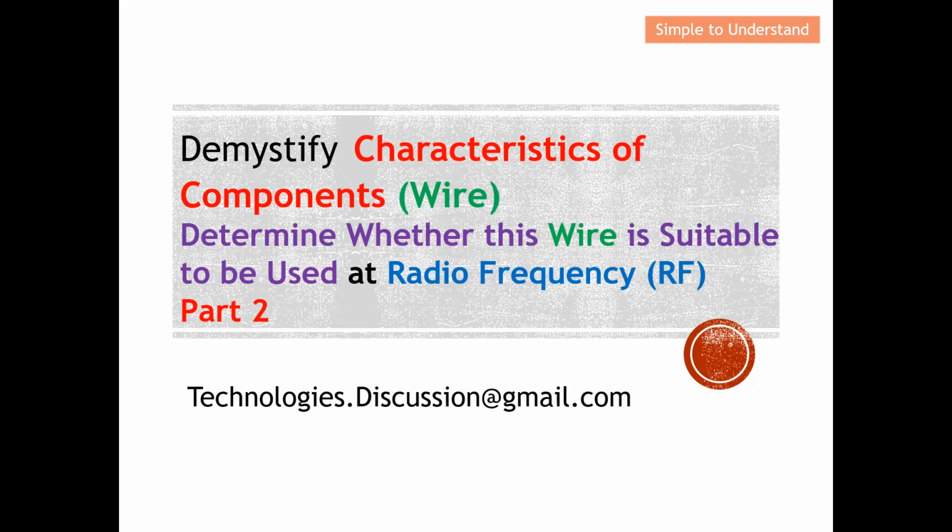For this video, I'm going to use 2 examples to show how to calculate and determine whether a wire, with a given diameter and length, is suitable to be implemented as a short circuit at a higher frequency, such as radio frequency. So the objective of this video is simply to use a simple calculation to determine whether the diameter and length of this wire are suitable to implement a short circuit at a high frequency.